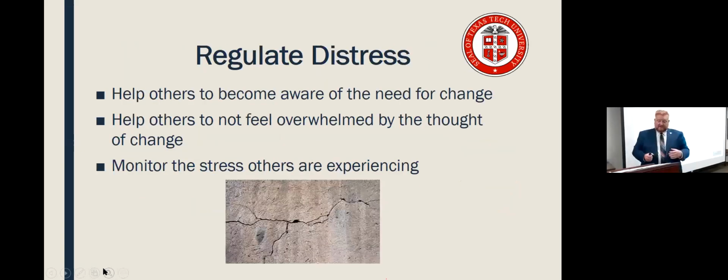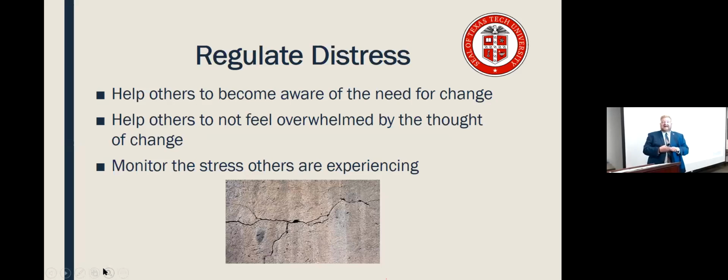I think the next one is regulate distress. And sometimes this one can be the most difficult, because what regulating distress means is that you're helping others to become aware of the need for change or the need to solve a problem. Changing people's minds is one of the hardest things that we can do.